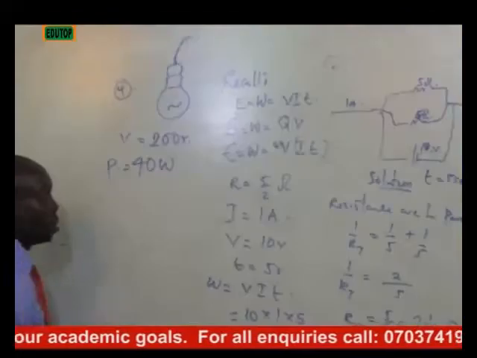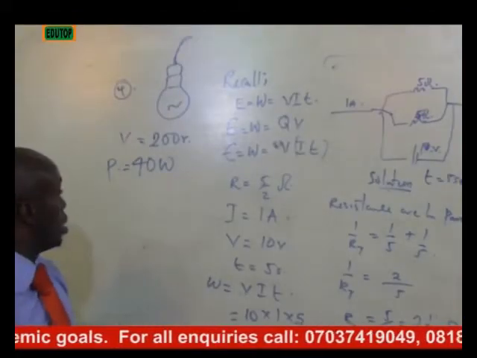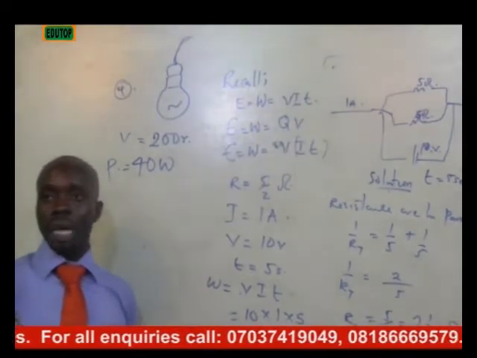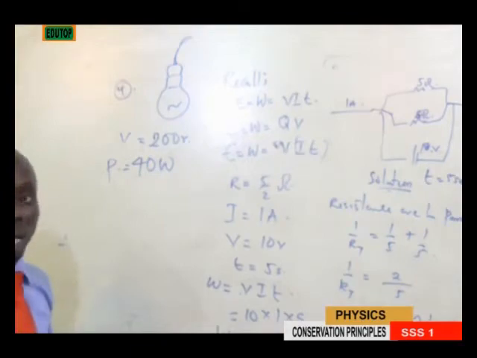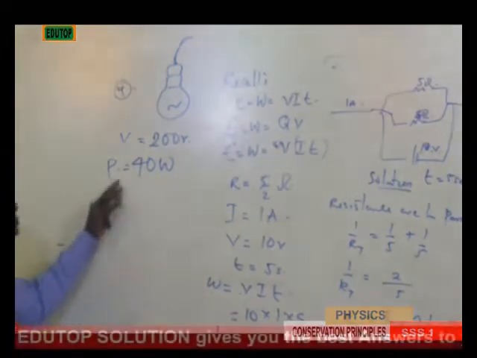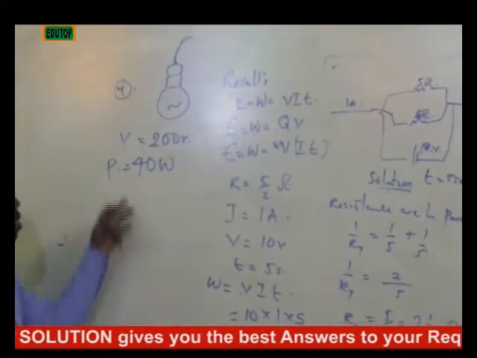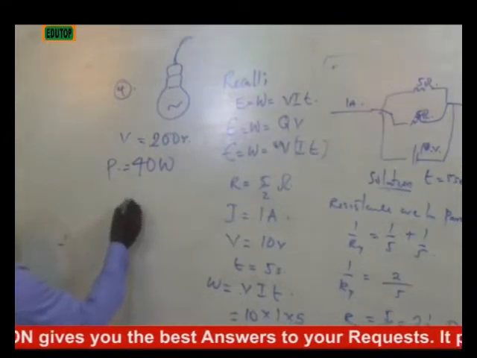That's your power. Then the next thing given there is that they now say, what is the resistance when it's operated at the current voltage? Now we are being told to extract resistance from here.